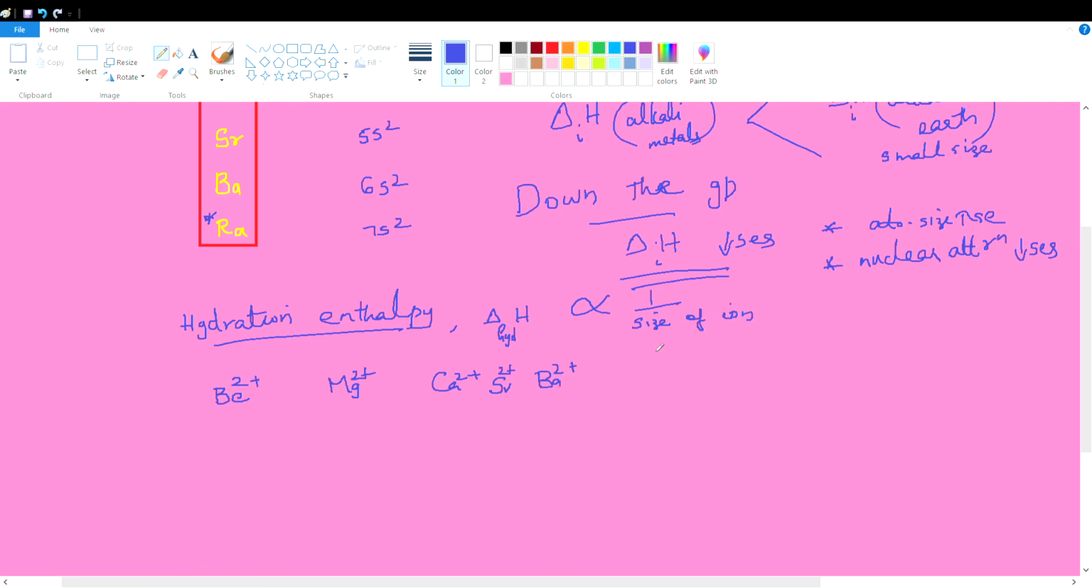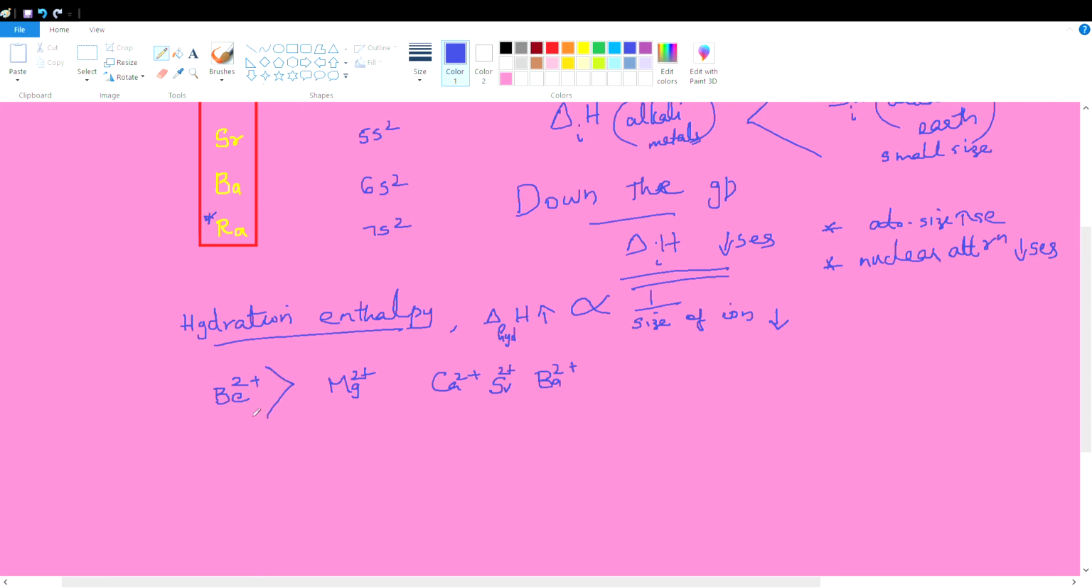Smaller the ion, higher the hydration enthalpy. That is, when the size of the ion decreases, hydration enthalpy increases. So which is the smallest of these? Beryllium. Beryllium 2 plus is the smallest. So, highest hydration enthalpy for beryllium 2 plus.